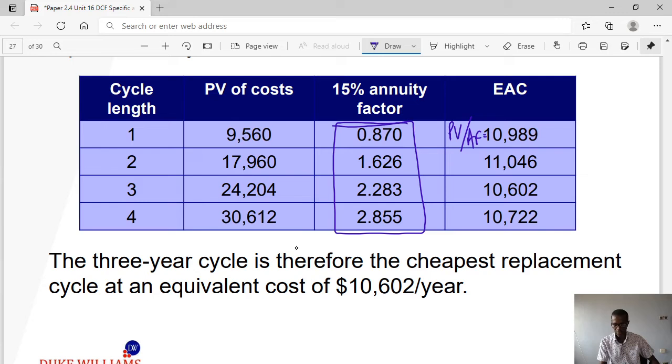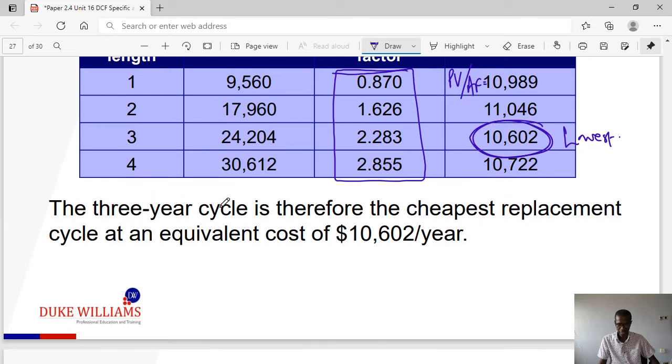So based on the equivalent annual cost, I will choose the one which gives me the lower or the lowest, because we want the length or how long it will take to replace it by considering the one which costs us the least. So we choose that we will replace it after 3 years. The 3-year cycle is therefore the cheapest replacement cycle at an equivalent cost of 10,602.